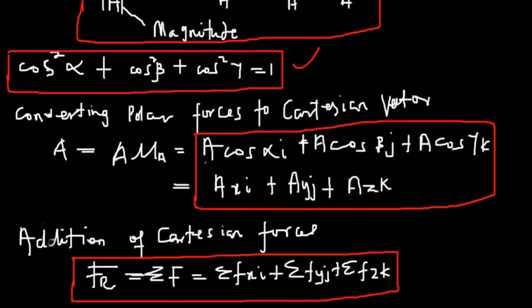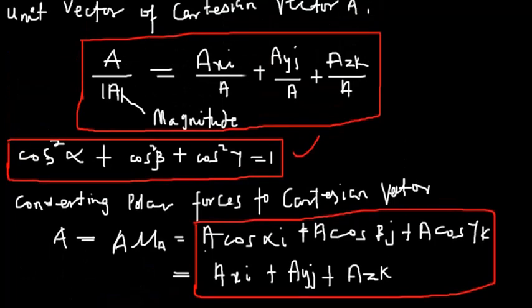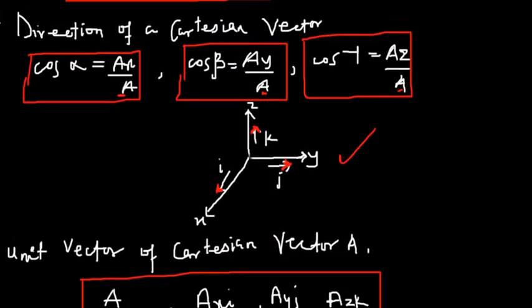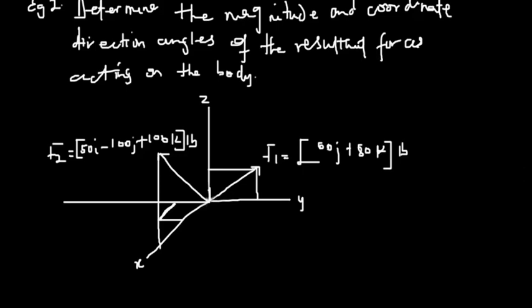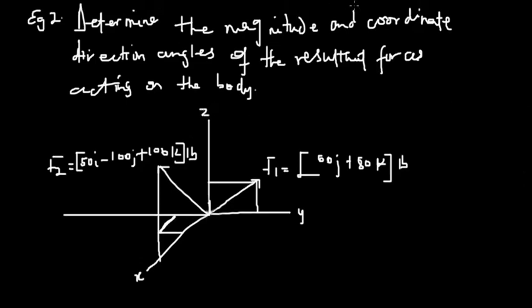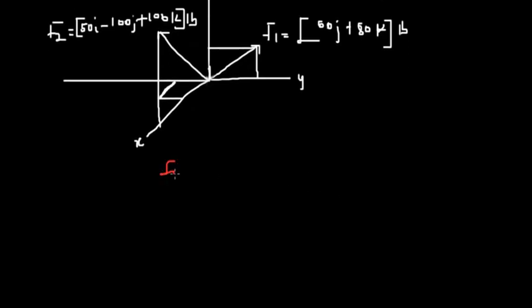Now let's look at a second example. From here you can notice that we are told to determine the magnitude and coordinate direction angles of the resultant force acting on the body. So this is the body. Still we are implementing Cartesian vector principles. So we are finding the magnitude of these forces and then the direction of the forces. So let's see how we go about that.